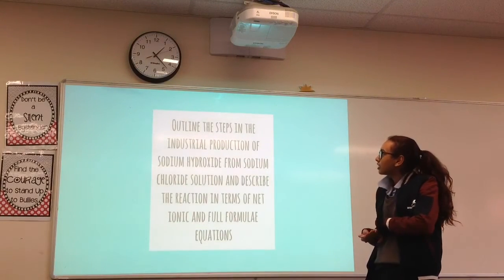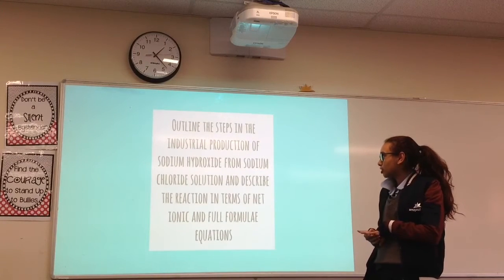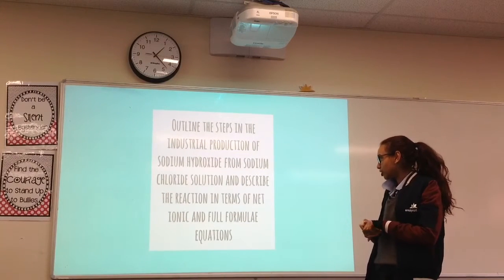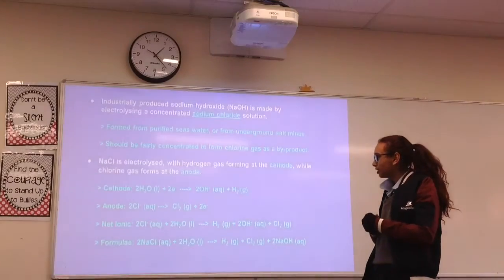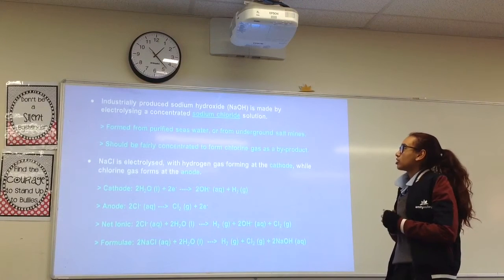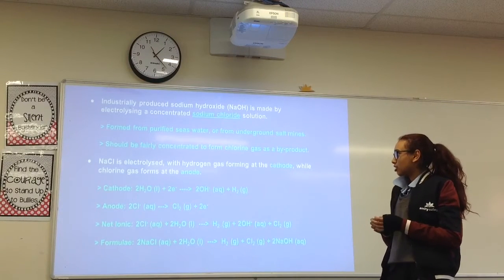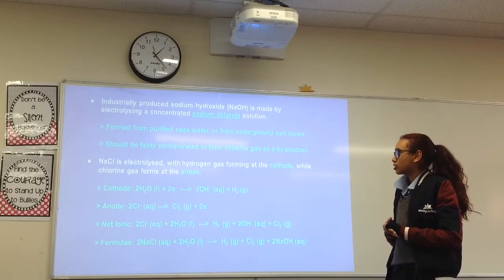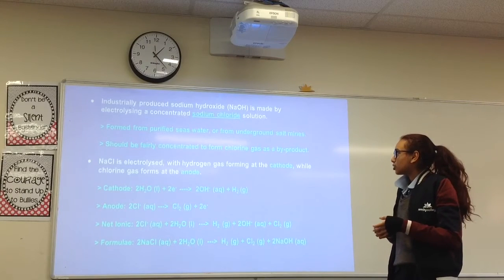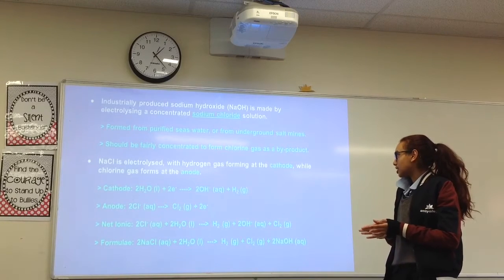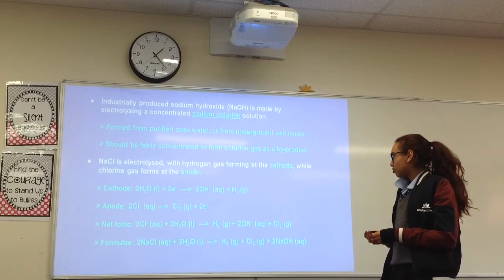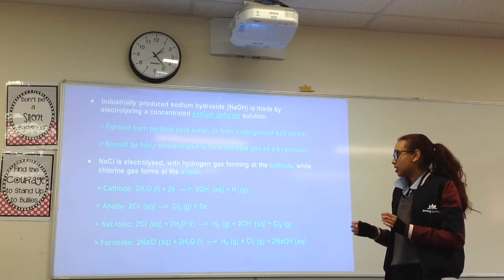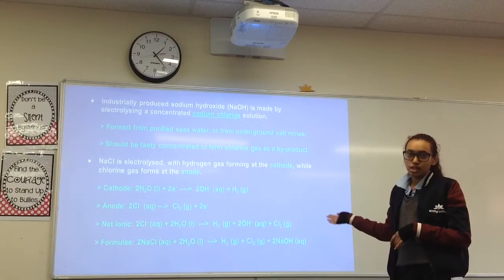Next dot point is outline the steps in the industrial production of sodium hydroxide from sodium chloride solution and describe the reaction in terms of net ionic and full formula equations. So industrially produced sodium hydroxide is made by electrolyzing a concentrated sodium chloride solution, which is formed from purified seawater or from underground salt mines, and it should be fairly concentrated to form chlorine gas as a byproduct. Sodium chloride is electrolyzed with hydrogen gas forming at the cathode, while chlorine gas forms at the anode, and following is just the equations for it.